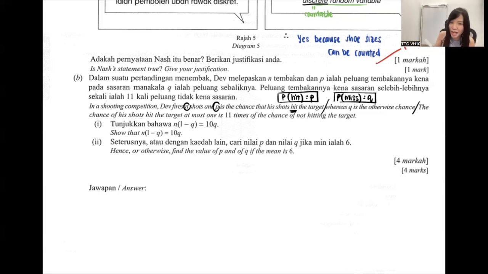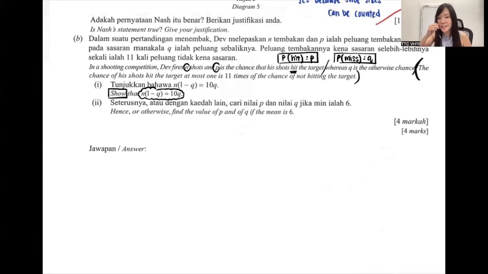Now they say the chance of his shot hit the target at most once is 11 times the chance of not hitting the target. Do you understand now? Later on, I read for you, okay? Then now they say first one, show. So they ask me to show this. You able to show this? You can write the word show.